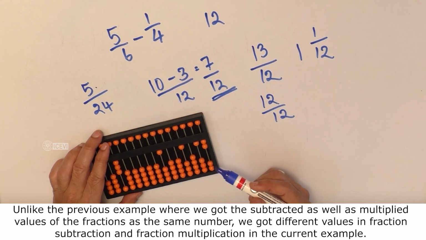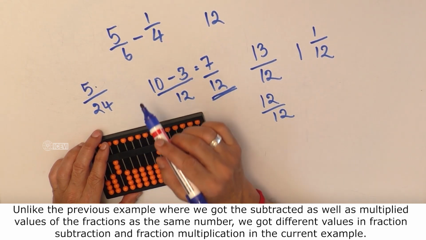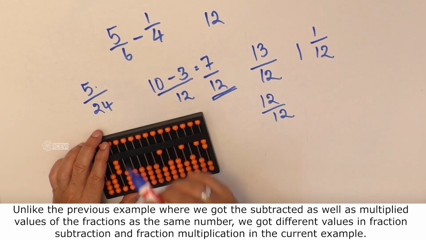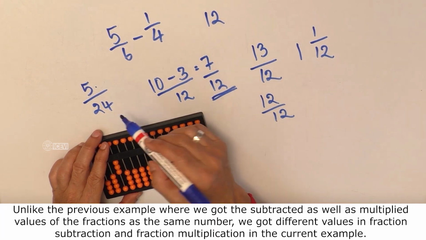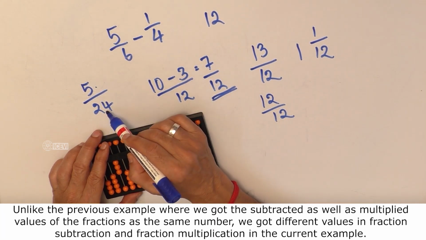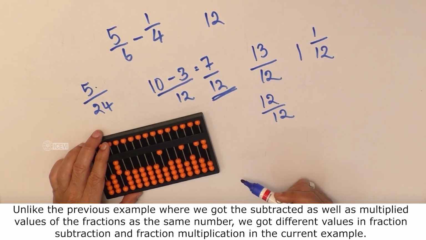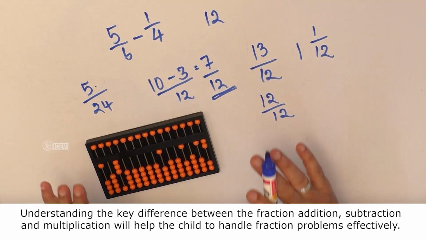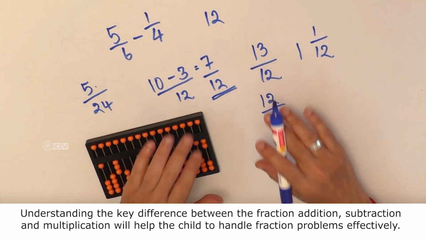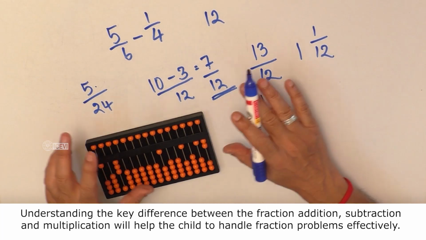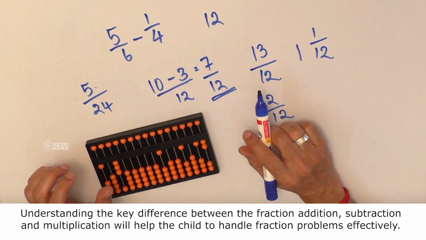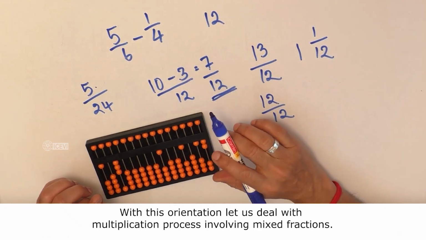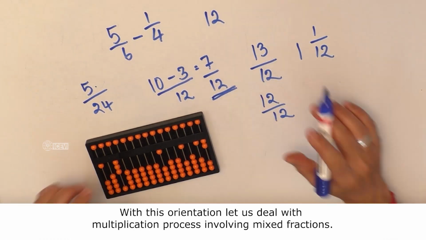Unlike the previous example, where we got the subtracted as well as multiplied values of the fractions as the same number, we got different values in fraction subtraction and fraction multiplication in the current example. Understanding the key difference between the fraction addition, subtraction and multiplication will help the child to handle fraction problems effectively. With this orientation, let us deal with the multiplication process involving mixed fractions.